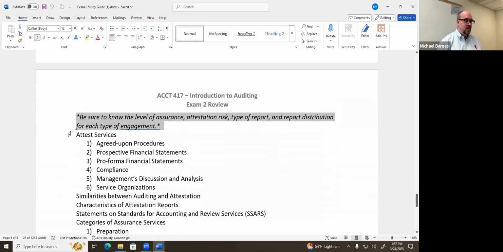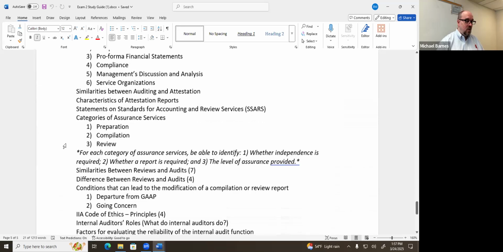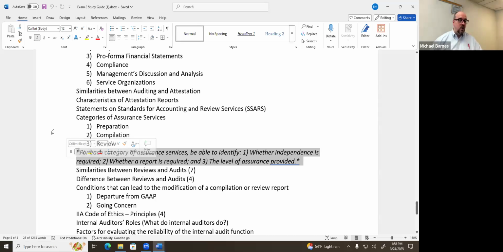They're pretty straightforward, but that's going to be the first one, is making sure you know that the 2 tables that are related to this attest services. And the other one related to assurance services, for each category of assurance services, be able to identify whether independence is required, whether a report is required, and what type of assurance is provided. There is one multiple choice question on this chapter. I did not put a lot of emphasis on it. It's going to come from one of those 2 areas.